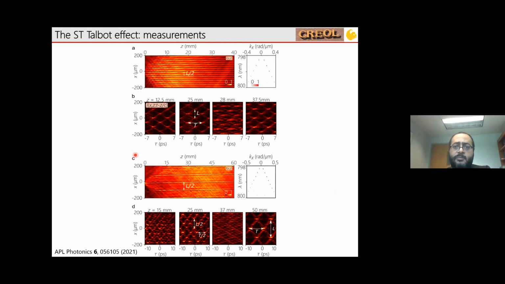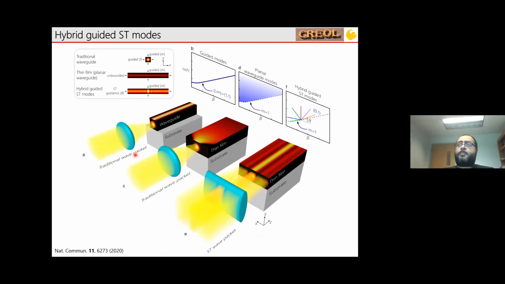So hopefully I've conveyed to you that the free space propagation of space-time wave packets follows very different rules than we are used to. I want to end quickly with a couple of examples of how the interaction of space-time wave packets with photonic devices bring new opportunities. So I'm going to look at two things: interaction of space-time wave packets with waveguides and with planar cavities.